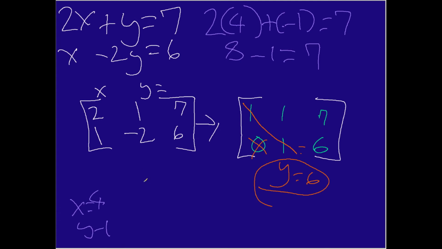Now x here for the second equation. This is the second one right here. So let's see here. 4 minus 2 times negative 1 equals 6. So negative 2 times negative 1 is positive 2. So 4 plus 2 equals 6. And voila, there we have it. We have solved a system of equations using a matrix.